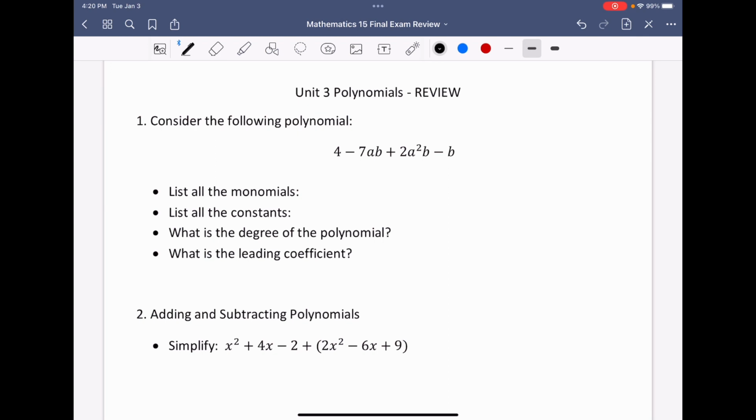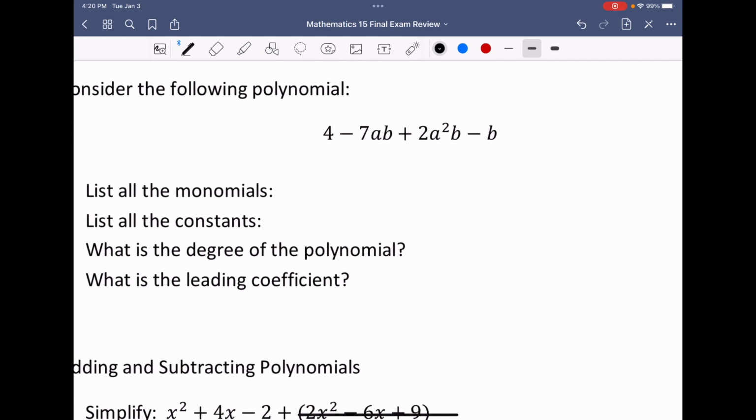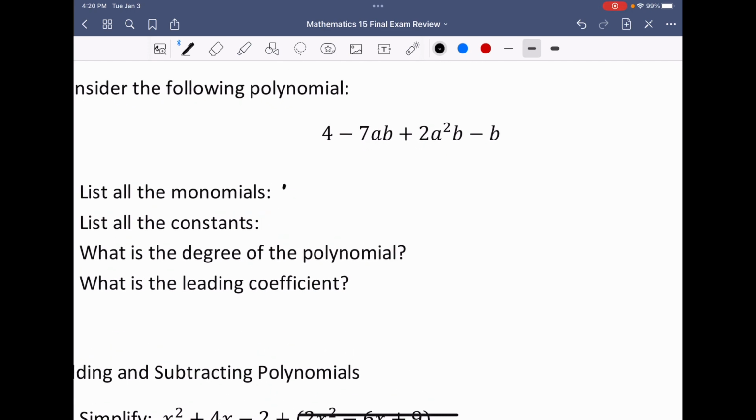And so they give us this statement of 4 minus 7ab plus 2a squared b minus b. List all the monomials. So a polynomial is just the construction of a bunch of monomials. Well, what are all those monomials in this case? We have 4, we have negative 7ab, we have 2a squared b, and then finally we have negative b. It's all the components that make up this polynomial in this case.